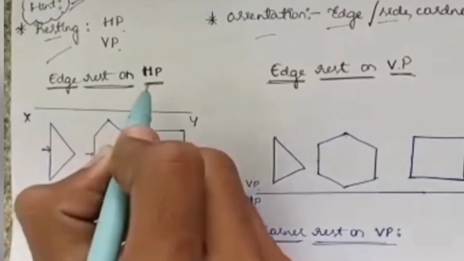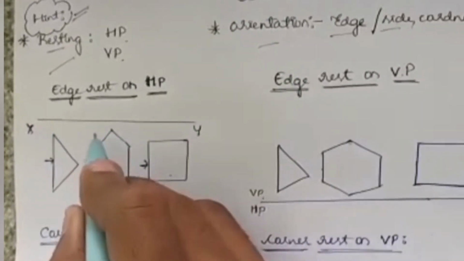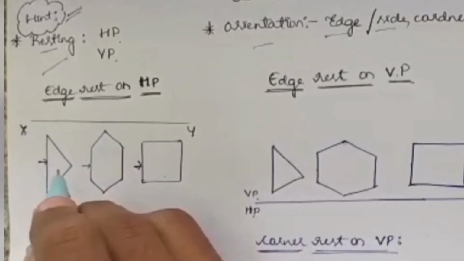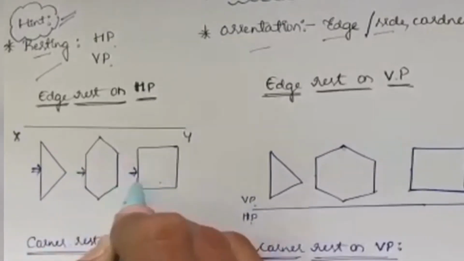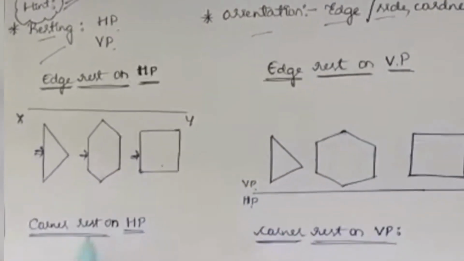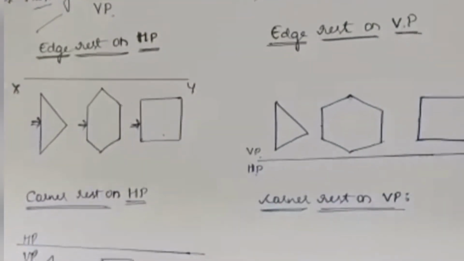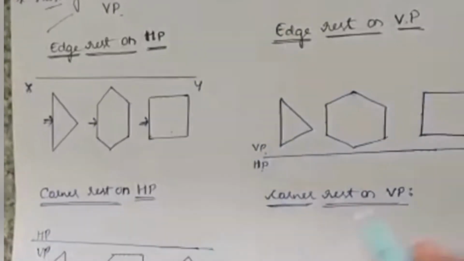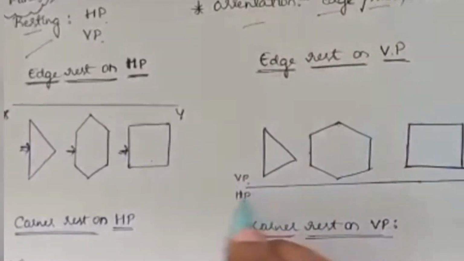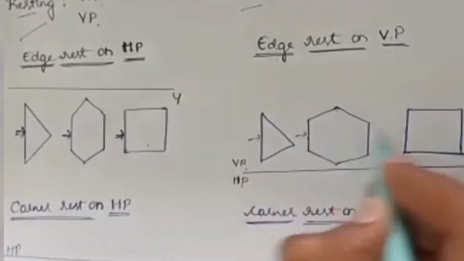Edge rest on HP means, suppose I consider this is a reference line XY. Edge rest on HP means I always consider from the left hand side. This is the reference line and here is the edge. And another condition, corner rest on HP. This is the HP line and this is the VP line, the vertical plane. Corner rest on VP means this is the corner, this is the corner. I always consider from the left hand side. And another condition is edge rest on HP, where this is the horizontal plane, this is the vertical plane, this is the corner.